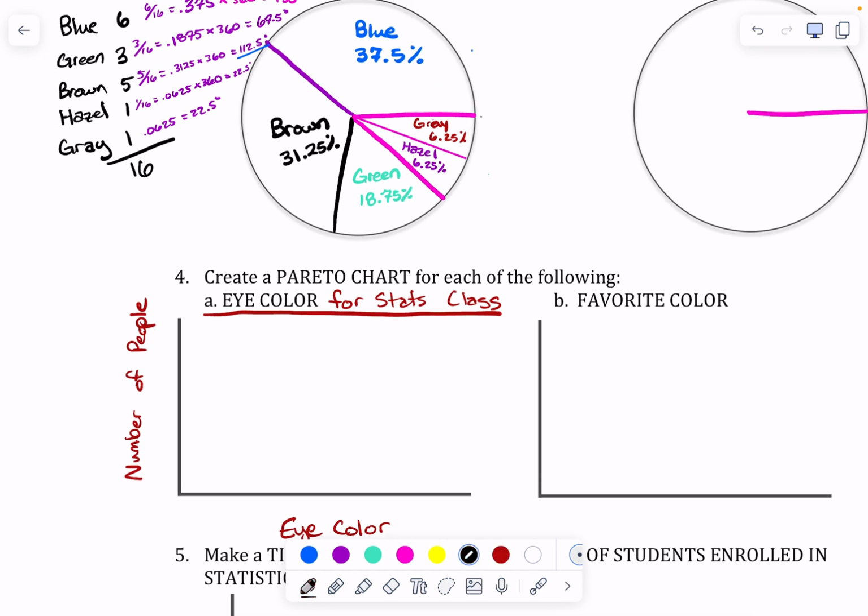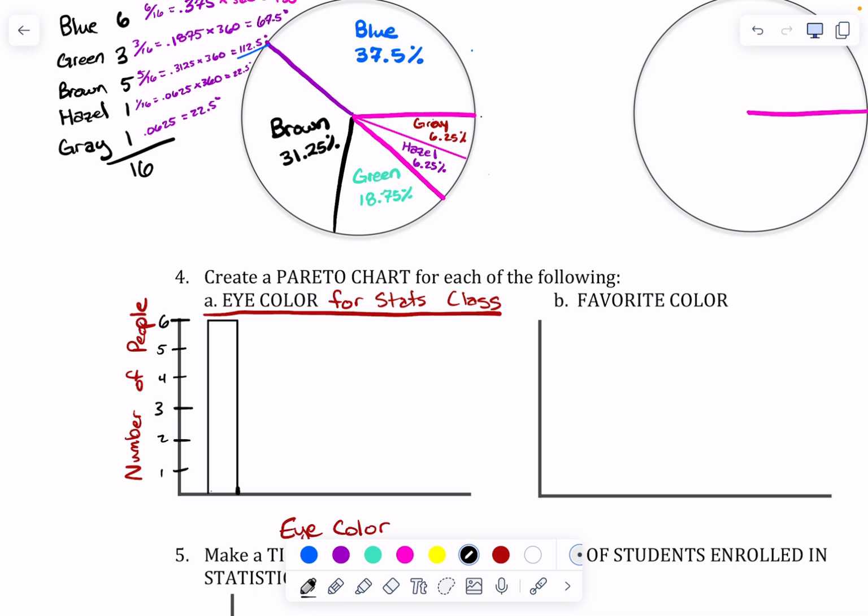We already have our data up here. 6 is the highest we need to go, so I'm going to put 6 all the way at the top. Then if I halvesies, that's 3, and if I split those, that's 1 and 2, and 4 and 5. Six is the highest category, so 6 is my tallest tower.